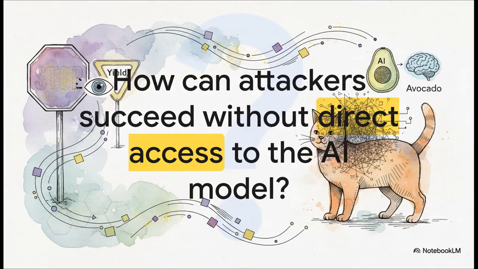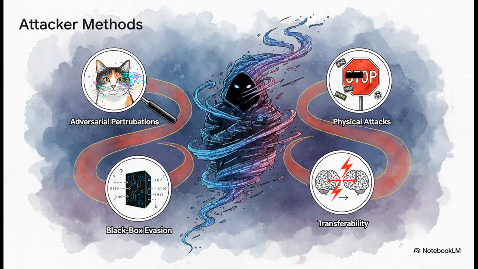But that brings up a really big question, doesn't it? How can an attacker create this perfect invisible noise if they can't even see the inner workings of the AI they're trying to fool? You'd think they need the blueprints to the system, right? Well, it turns out attackers have some pretty clever tricks.